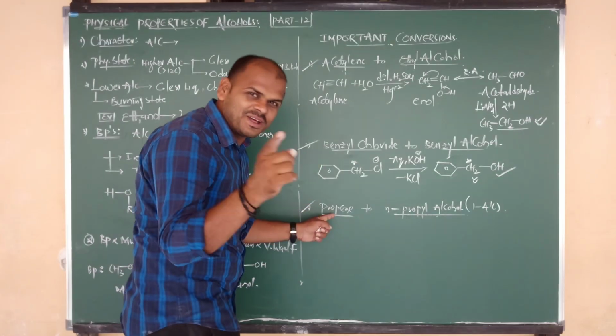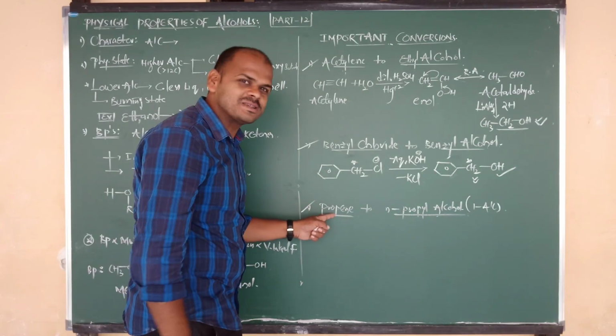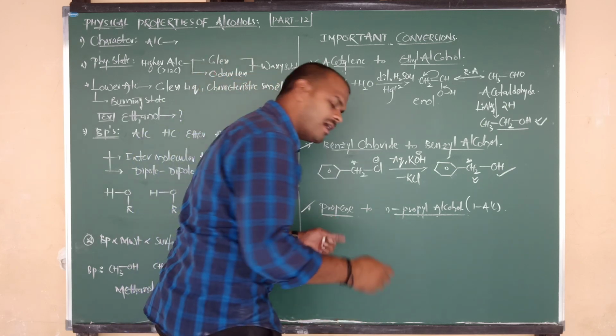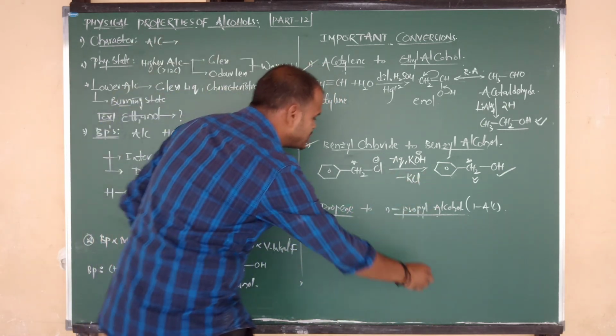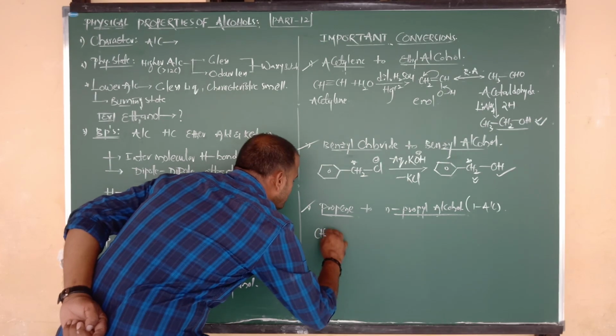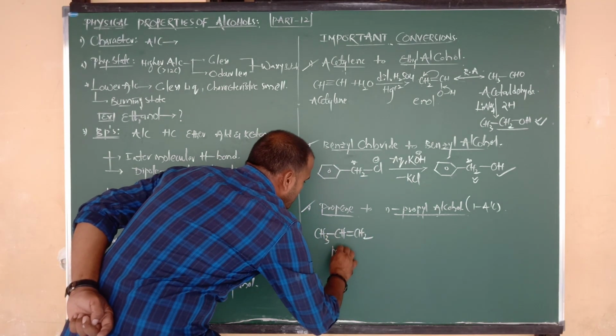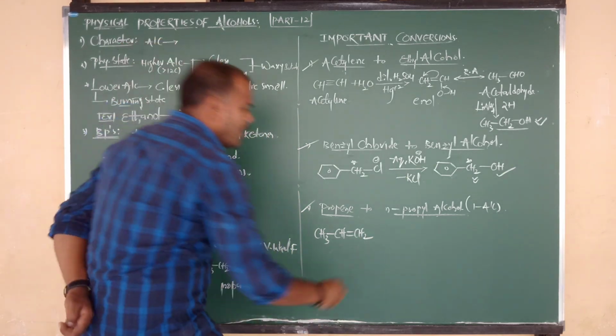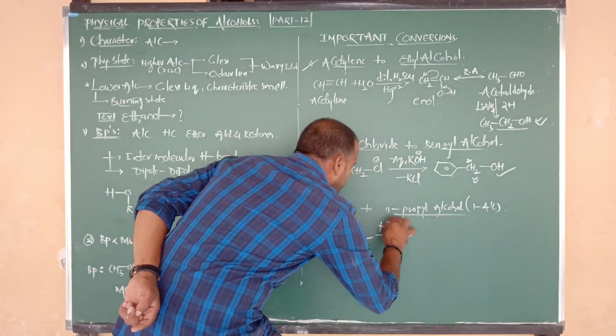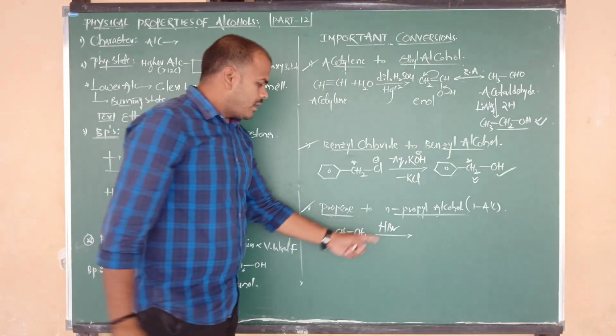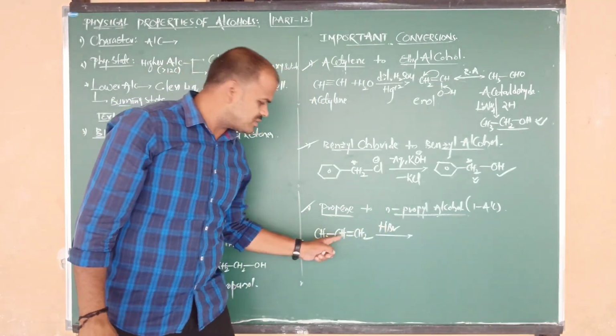So here we can follow the hydroboration oxidation reaction. Yes or no? Right. Otherwise we can go for another short method also. So propene, what is the formula of propene? CH3-CH=CH2. The compound name is propene. Propene upon addition of HBr: H is given to the first carbon, Br is given to the second carbon.